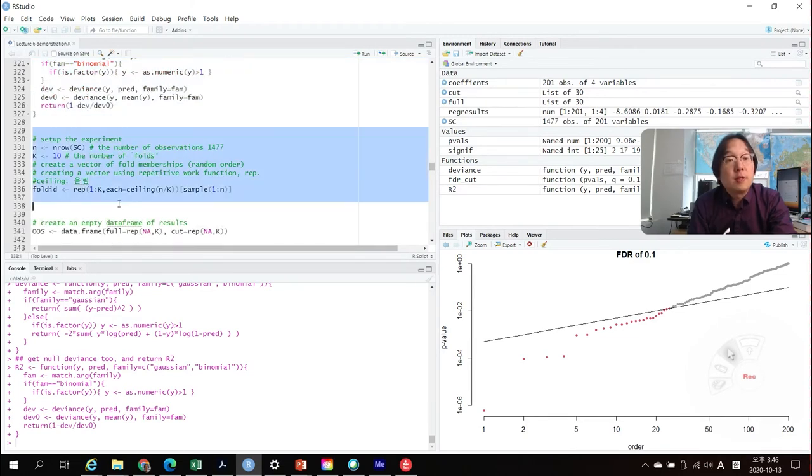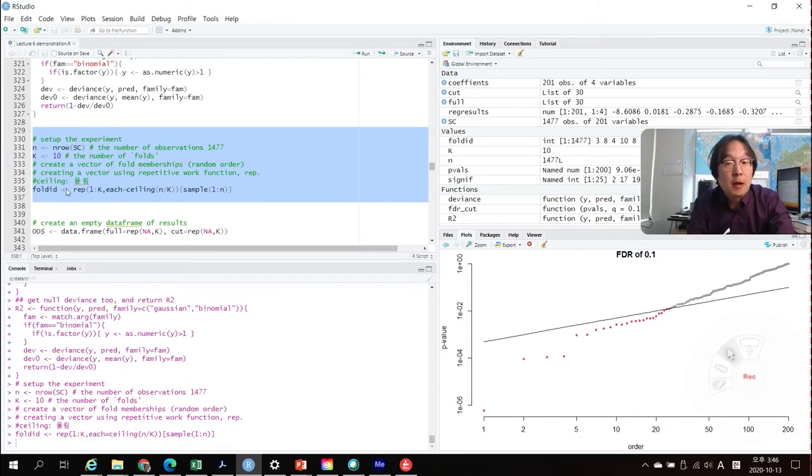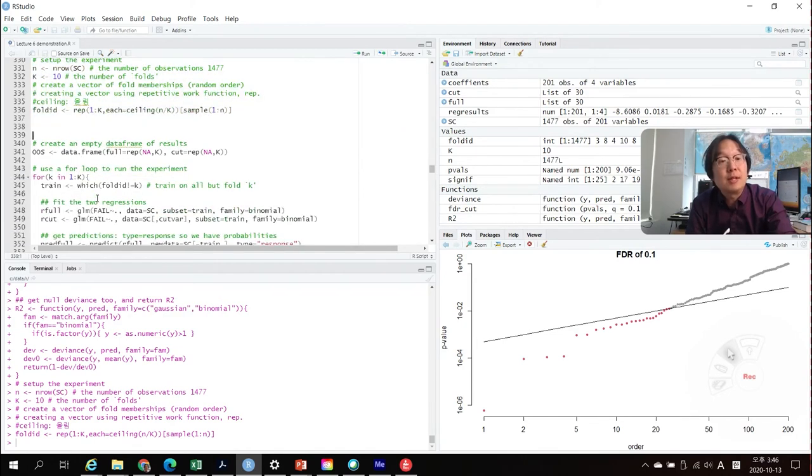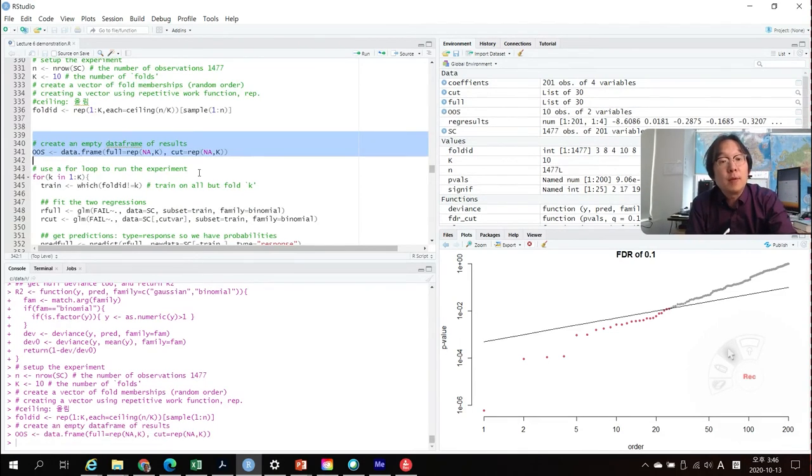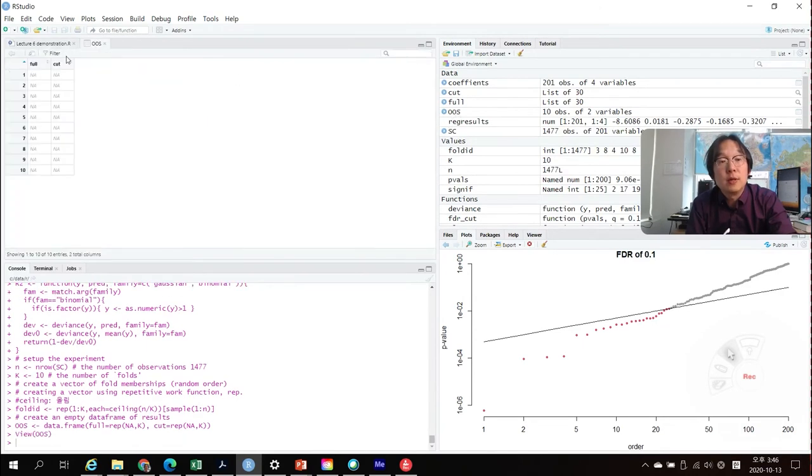And then set up the experiment. So n should be the number of observations. K should be 10, which is the number of folds, right? Fold ID will be assigned. 1/10 is folded, right? Some observations belong to fold 1, some 2, 3, 4, 5 in random fashion. And then each fold will have its IDs like this. And then create an empty data frame like this, OOS, out of sample, and the OOS will look like this, okay?